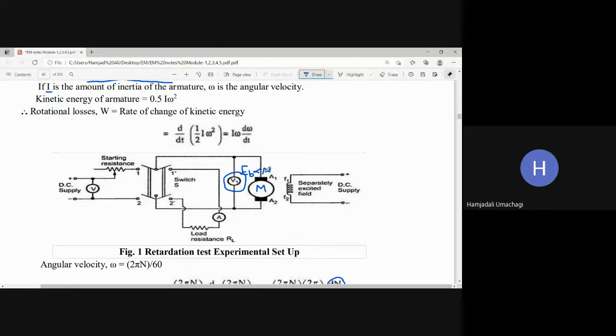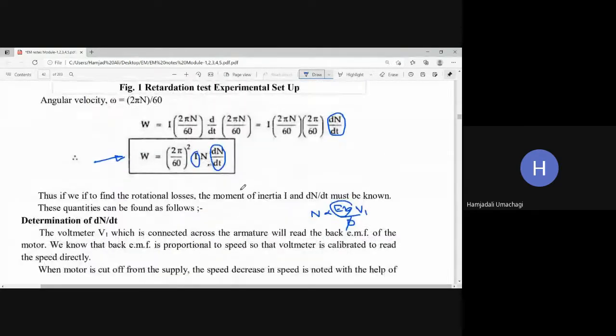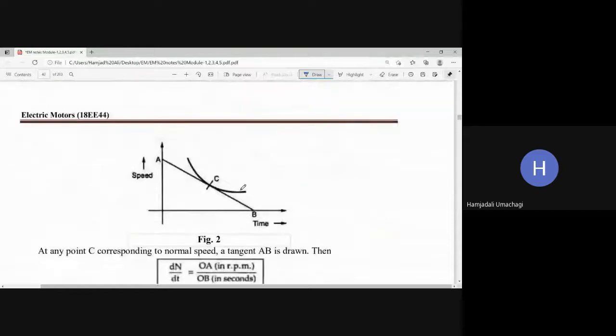That is dN by dt, and you can get dN by dt directly with the help of this voltmeter. Though the voltmeter is reading a voltage quantity, it is directly proportional to the speed. In this way, we calibrate change of speed with respect to time using voltmeter V1. Now we are going to draw the graph, with speed along the y-axis and time along the x-axis.